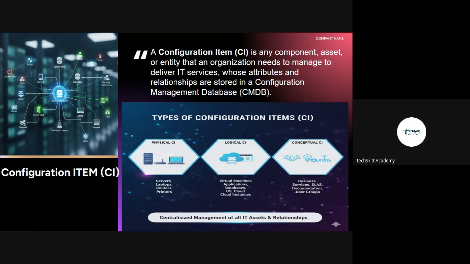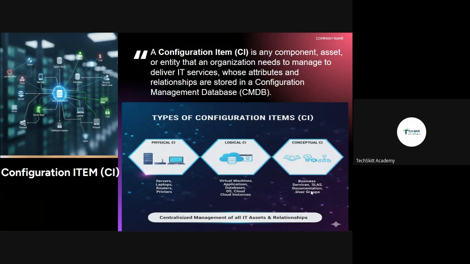There will be different types of CIs, but mostly we can classify them into three main CI types. The first one is physical. In physical, there can be servers, laptops, routers, printers. The second one is logical CI. Here you have virtual machines, applications, databases, OS, cloud instances. Those are your logical CIs.